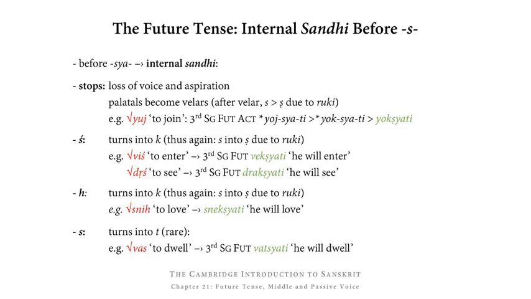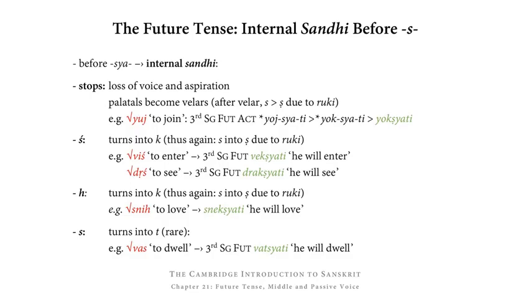H at the end of verbal roots also changes into k, and thus once again we get s turned into sh due to ruki. So for example of snih, meaning to love, we get the guna sneh. In front of sya, sneh changes into snek. After this snek, sya changes into shya, and so we get snek, shyati, he will love.